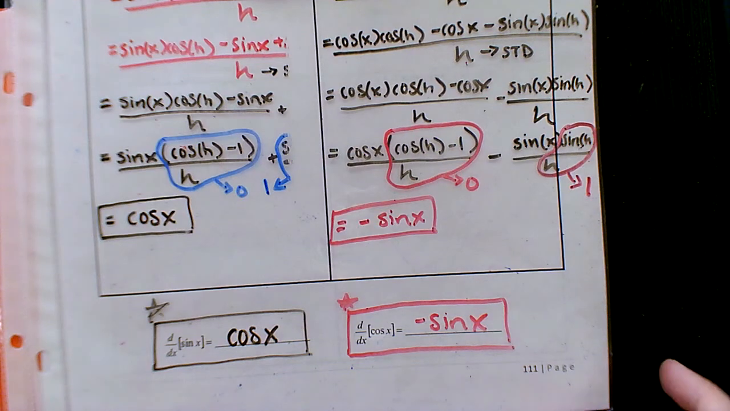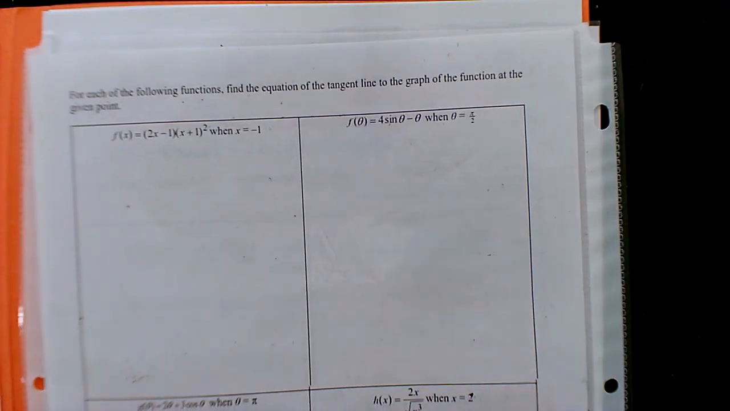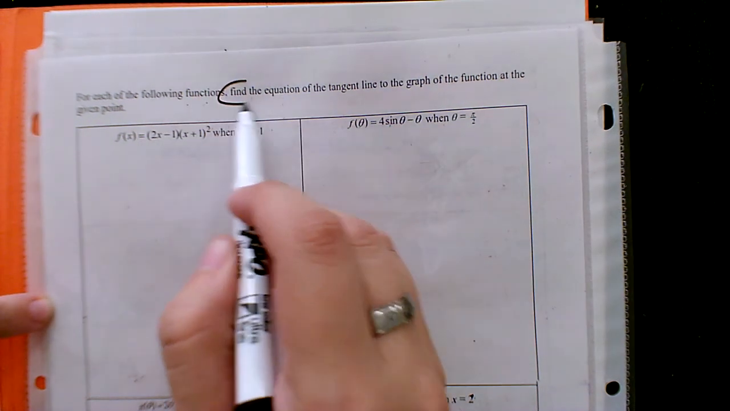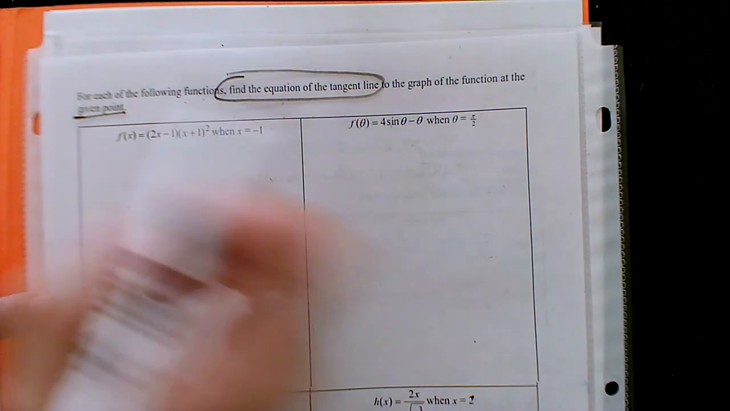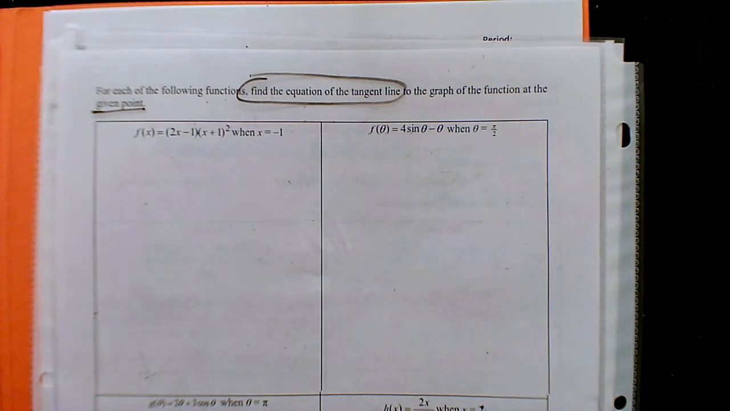Okay, so let's give some of these a shot. We're going to have some more power rule examples, maybe some trig thrown in here. Let's see how we do. So for each of the following, find the equation of the tangent line at the given point. What information do we need to know to write the equation of any line? Yeah, slope and a point. A slope and a point.